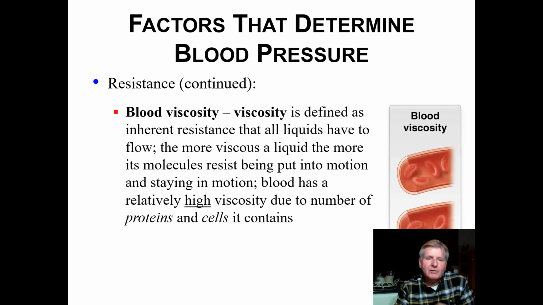And then the third factor that affects resistance is the viscosity of the blood, the inherent resistance that all liquids have to flow or being put into motion. So the more viscous, the more dense a liquid is, the more its molecules resist being put into motion and staying in motion. Therefore, blood has a relatively high viscosity because of its high number of proteins and cells. Remember, it has around 5 million red blood cells per cubic milliliter, and between 4,000 and 11,000 white blood cells per cubic milliliter. And that equates to a high number of cells. But it also has a lot of protein, and that overall increases the blood viscosity.